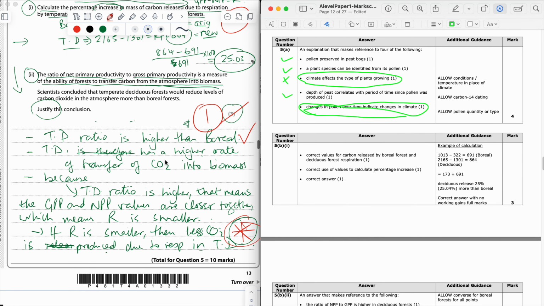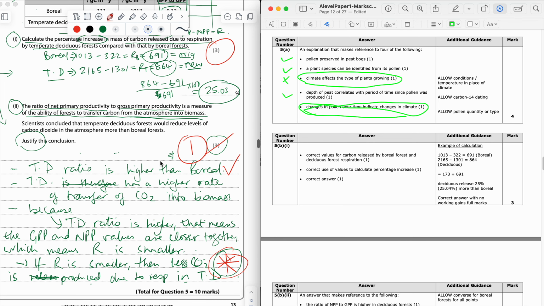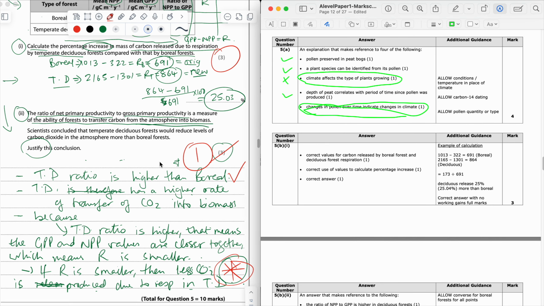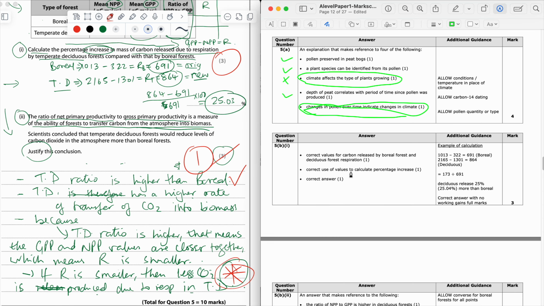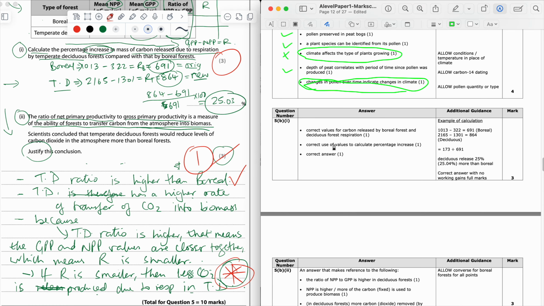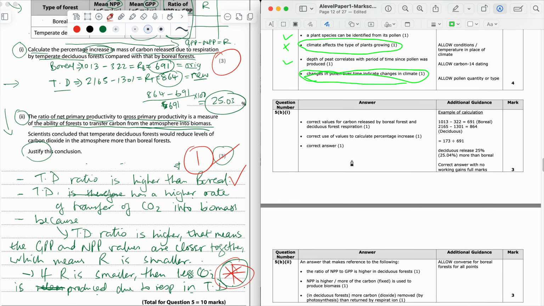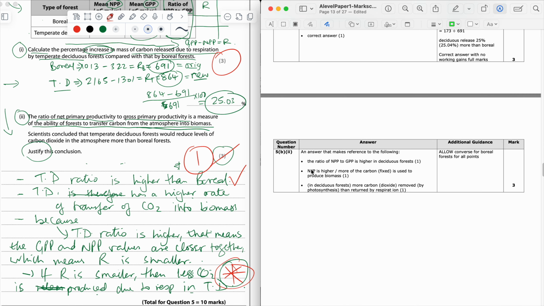That was fine. And then, yeah, I did this. I found this one a little bit odd. Okay, so we got those forests. I thought I was onto it because I was looking at the respiration values. So correct values for carbon released by boreal forest and deciduous forest. Oh no, that's the calculations. The calculation was fine. But it was the next one, 5B part 2, the ratio of NPP to GPP is higher in deciduous forests. I thought that they wanted a little bit more to do with this respiration thing, but it turned out to be a bit more descriptive.